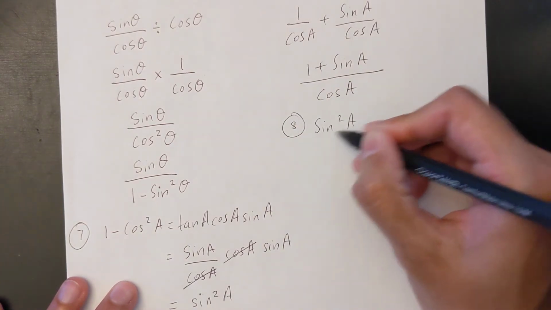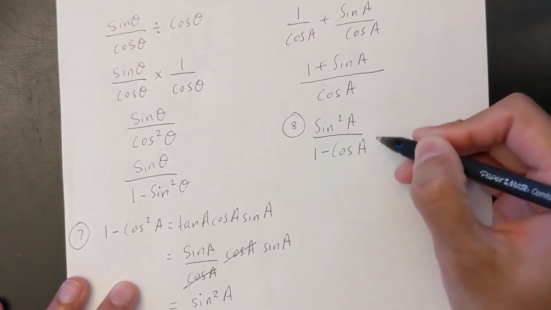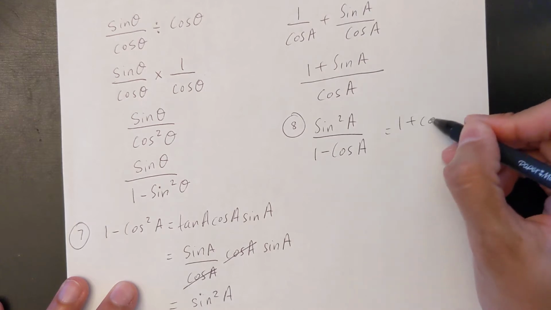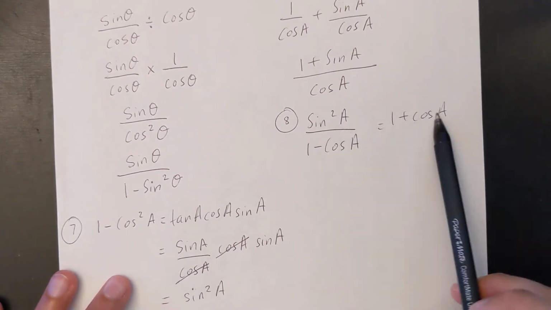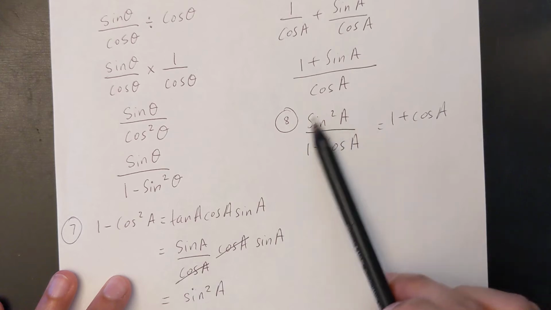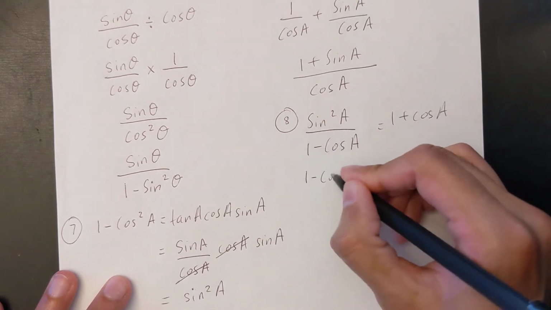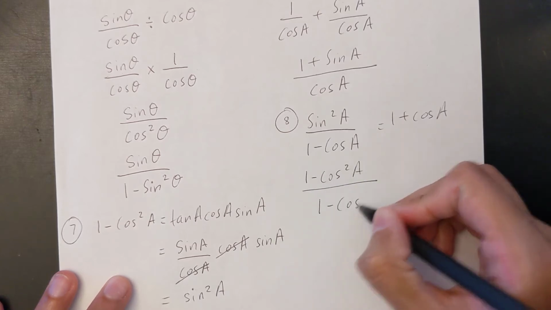Sine square A over 1 minus cos A equals 1 plus cos A. Okay, if I compare the two sides here, I have no sine on this side, so I want to get rid of my sine on this side. So I'm going to convert the sine square into 1 minus cos square A over 1 minus cos A.